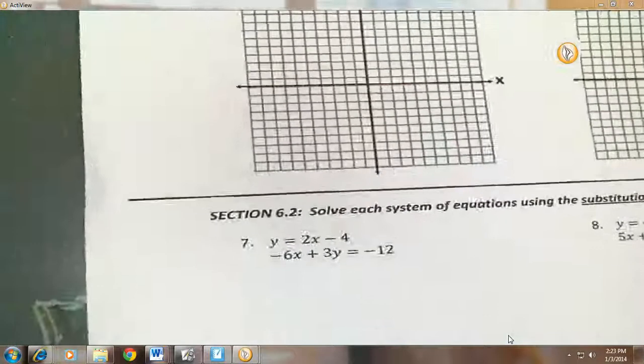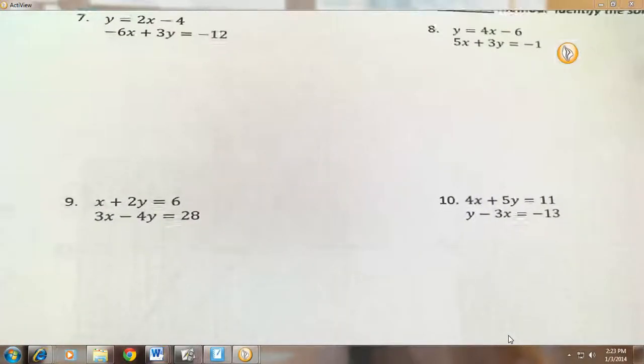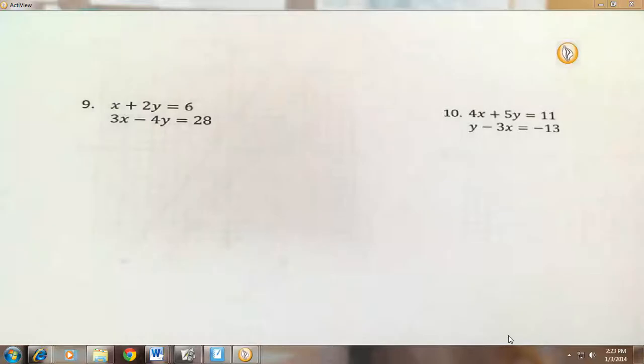Please turn to example number 9, please. In this next group of problems, we are working out of section 6.2, which is solving using the substitution method.